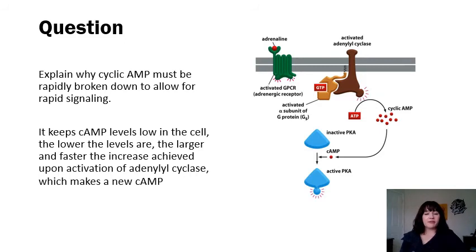So it's important for cyclic AMP levels to stay low in the cell so that when a signal is received, we can have a big jump in the levels of cyclic AMP. If there's already a lot and you add more, the cell may not respond very much to that signal.